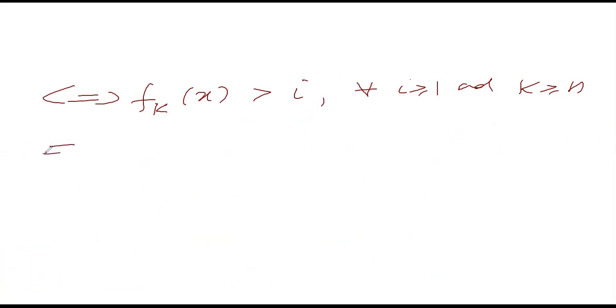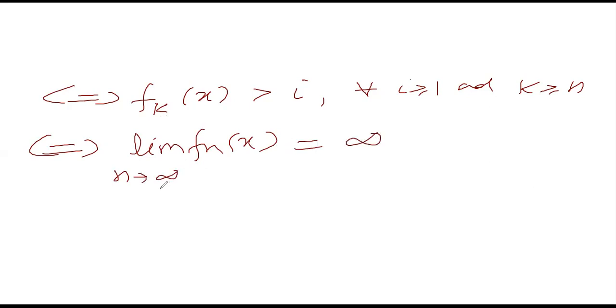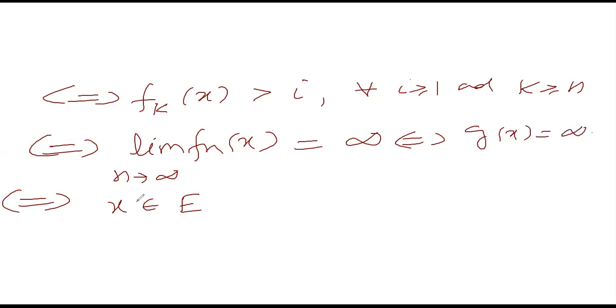Which is true if and only if the limit of f_n(x), that's the definition of limit at infinity, is equal to infinity. Which is true if and only if x belongs to E, because this is true if and only if g(x) is infinity, because the limit of f_n(x) is equal to g(x). So thus E is measurable. E is a measurable set.